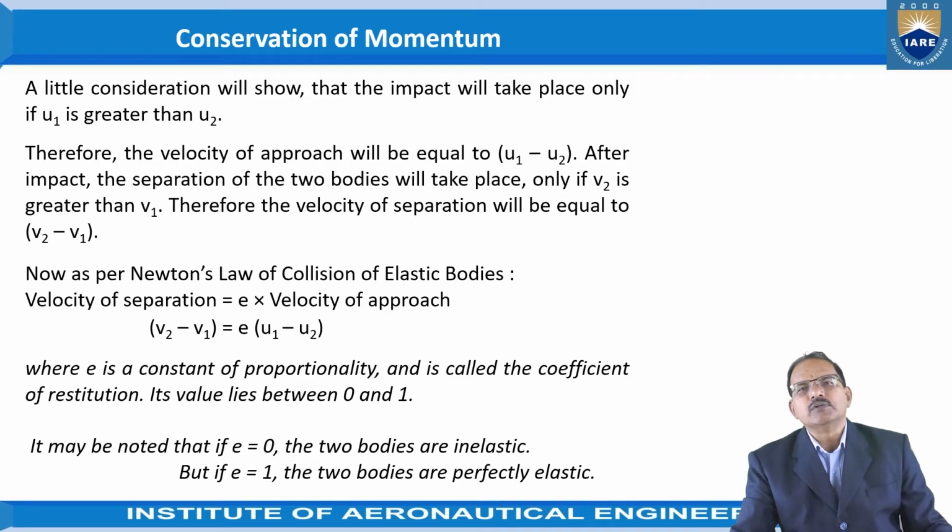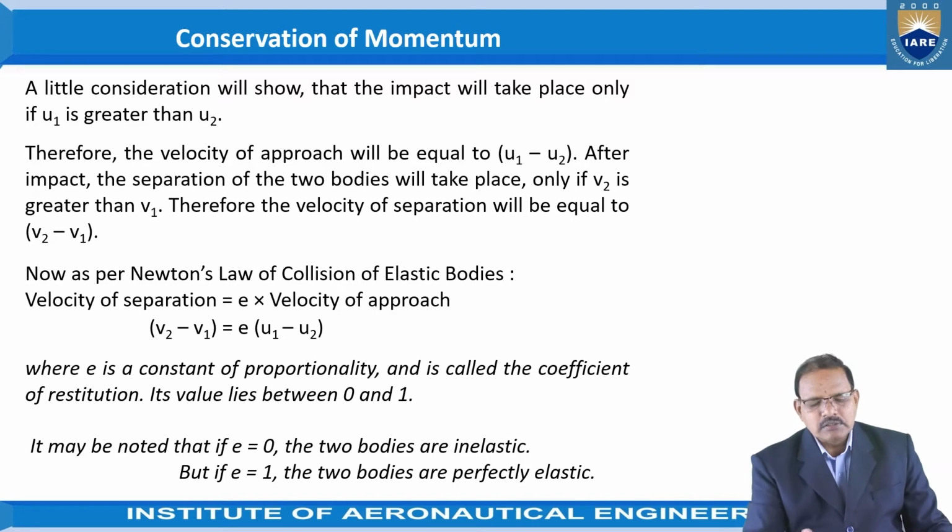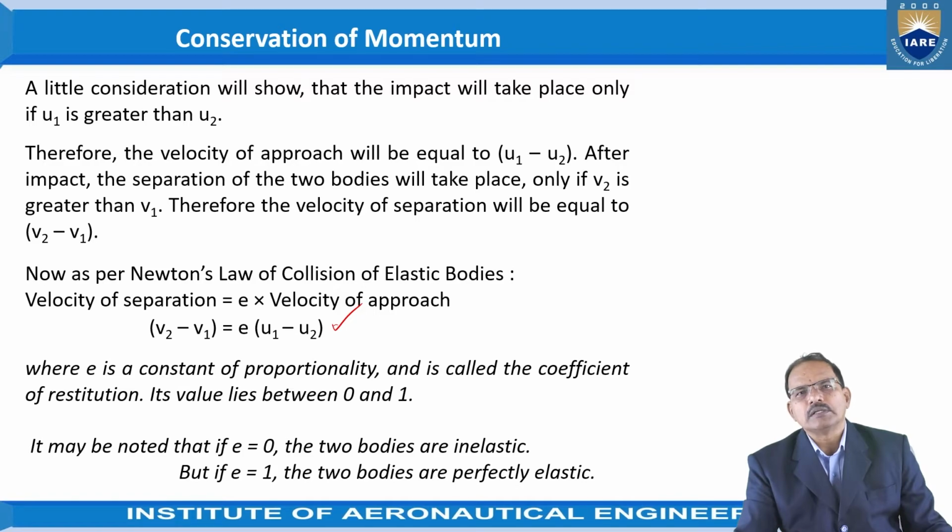Now, as per Newton's law of collision of elastic bodies, the velocity of separation, that is v2 minus v1, always bears a constant ratio to the velocity of approach. That means v2 minus v1 is equal to e into (u1 minus u2), where e is called the constant of proportionality, also called the coefficient of restitution. Generally, its value lies between 0 and 1.